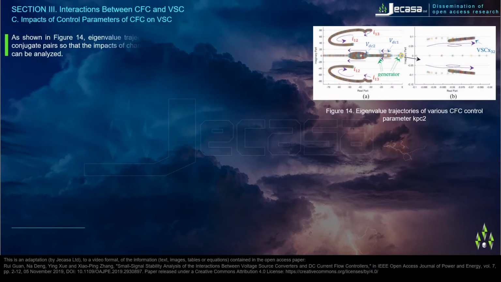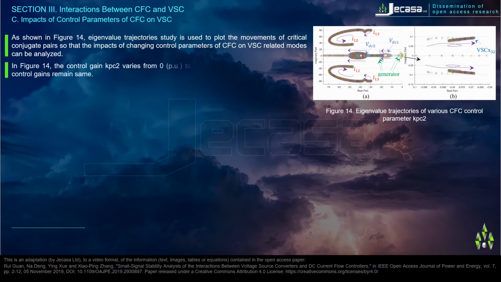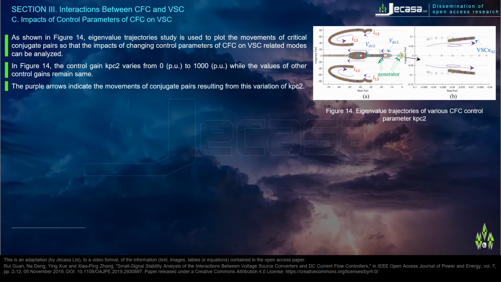As shown in Figure 14, eigenvalue trajectory study is used to plot the movements of critical conjugate pairs so that the impacts of changing control parameters of CFC on VSC-related modes can be analyzed. In Figure 14, the control gain kpc2 varies from 0 pu to 1000 pu, while the values of other control gains remain the same. The purple arrows indicate the movements of conjugate pairs resulting from this variation of kpc2.